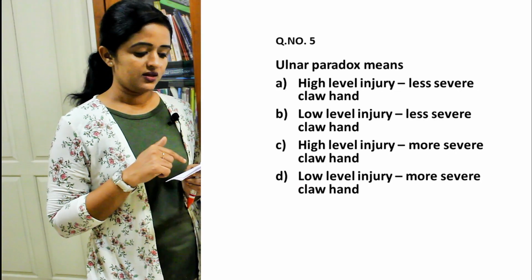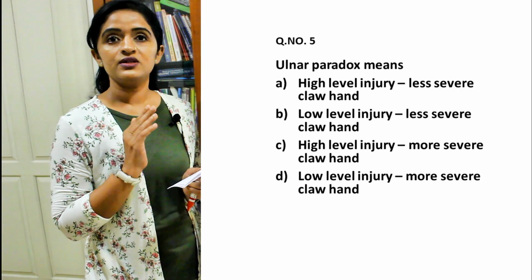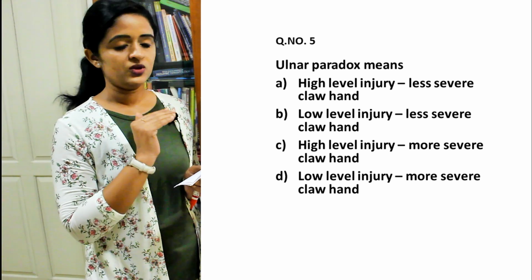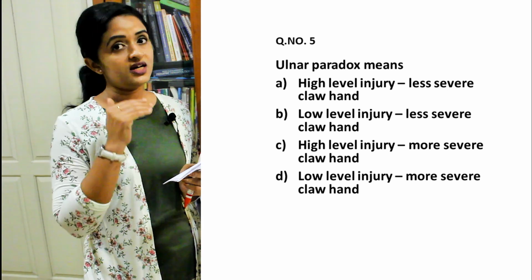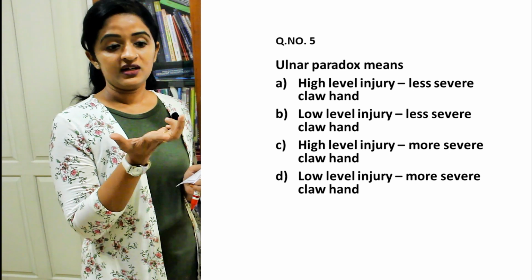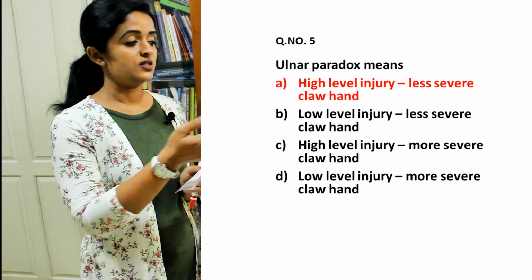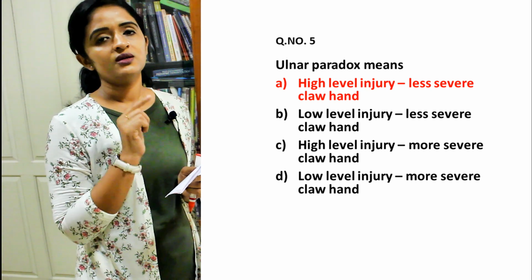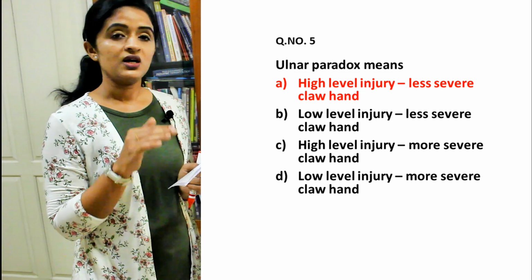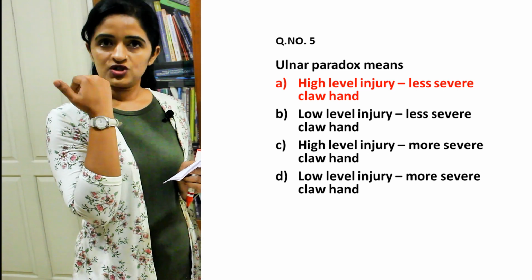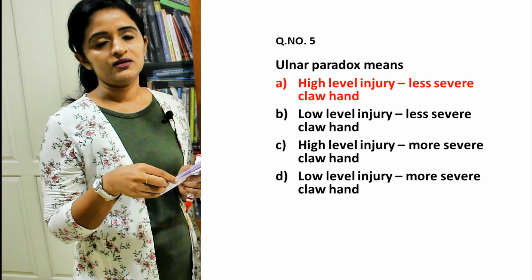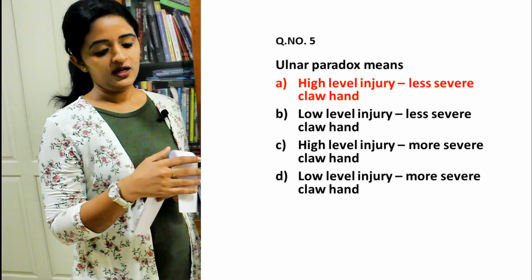Among the options, we can see the first option itself. It is a high level injury with less severe clawing. So that is what is meant by ulnar paradox. High level injury, you expect a higher clawing, but here we are seeing the maximum clawing when it is at the lower aspect because the flexor digitorum profundus is escaping from the injury. So here it is high level injury, but usually we expect a severe clawing, but here we are getting a less severe claw hand. So that is what is meant by ulnar paradox.